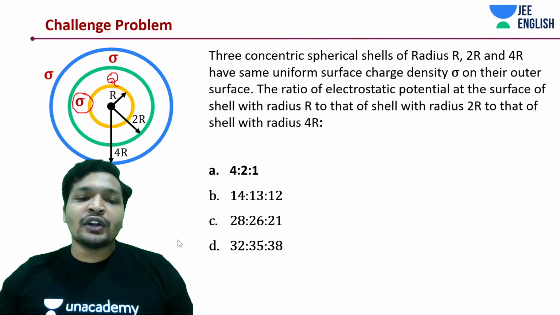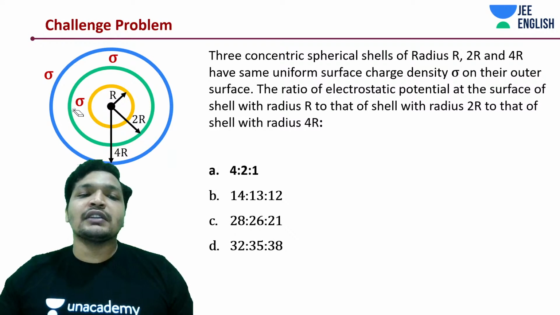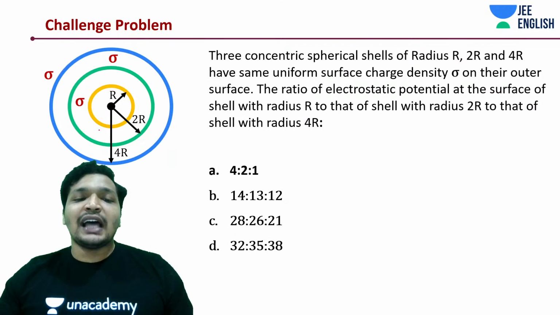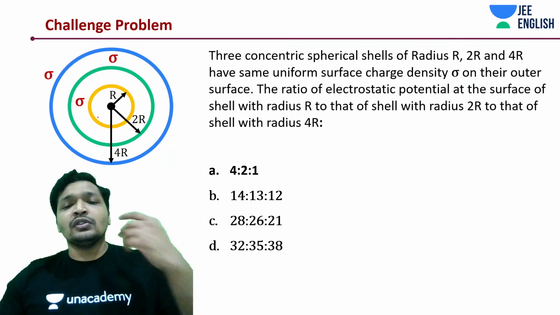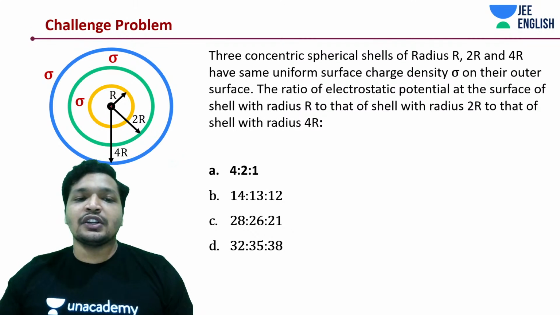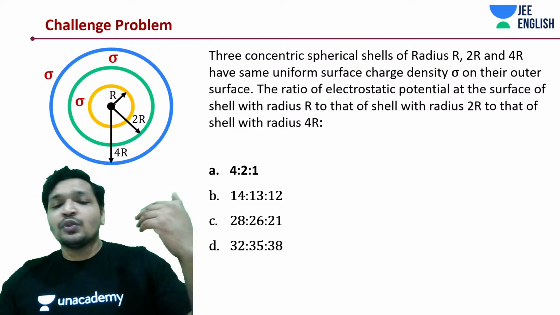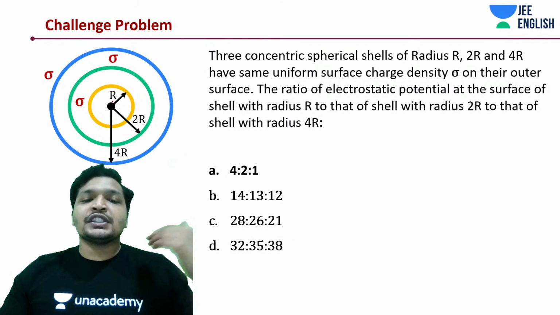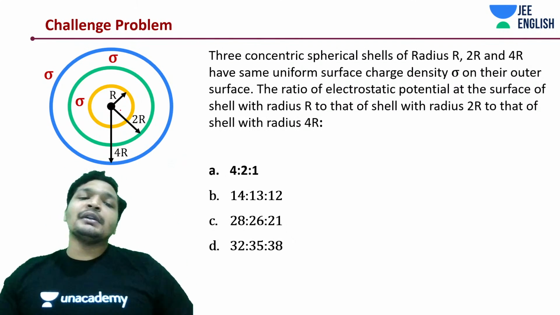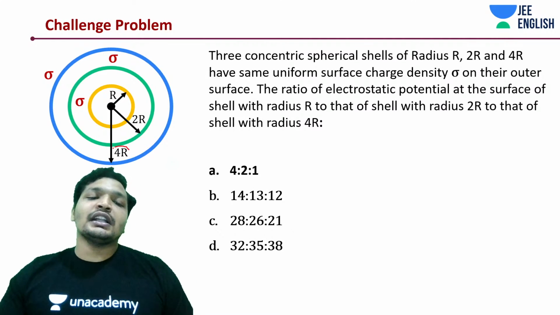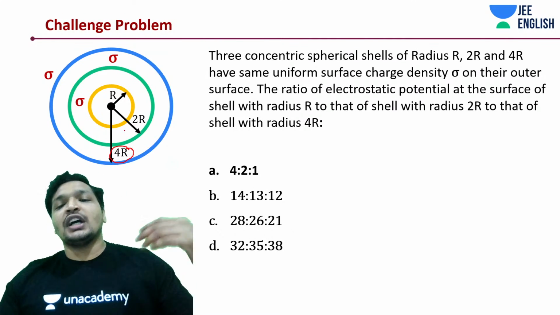So in this case, what is given to you? A sigma is given to you. All the three shells have the same sigma on them, so they have the same uniform charge density. Of course, a spherical shell with a lesser radius would have a lesser amount of charge distributed on it, and similarly a spherical shell with a larger radius like 4r would have more charge on it.